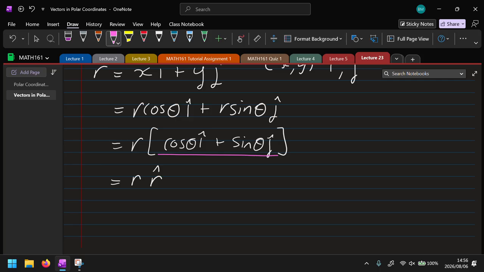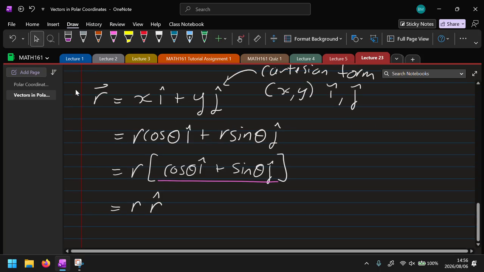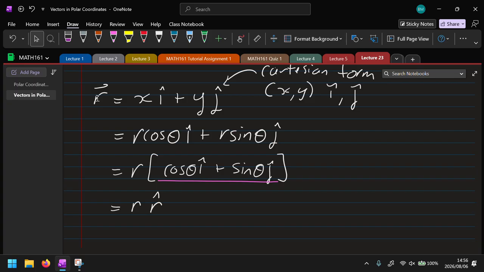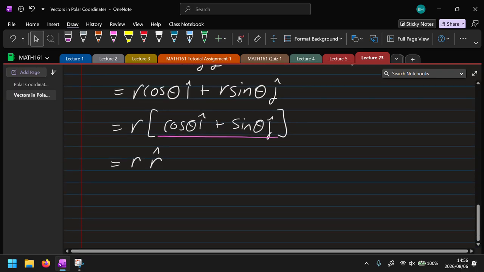So that is our position vector in polar coordinates. The position vector r in polar coordinates is just r times r hat. Very, very simple. It's whatever the length is in the radial direction. You should have seen this before in physics. Yes? No? Not yet. Okay, you will.